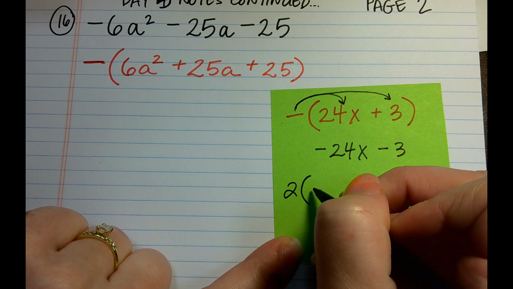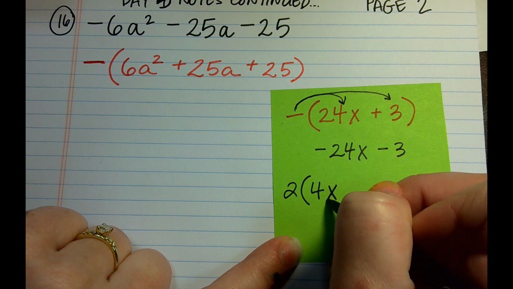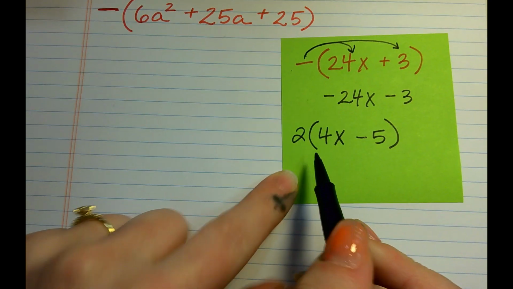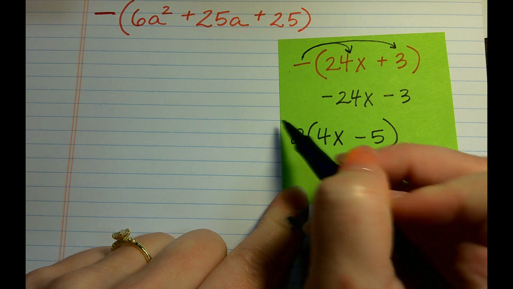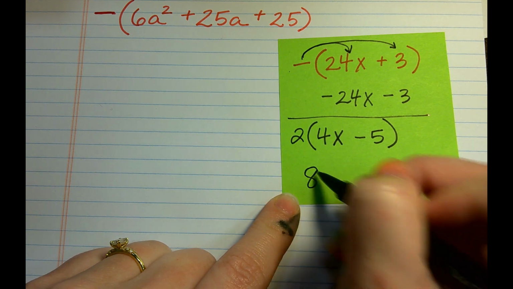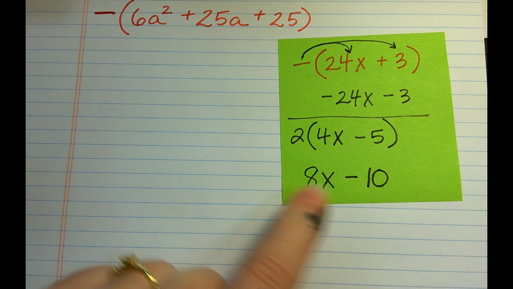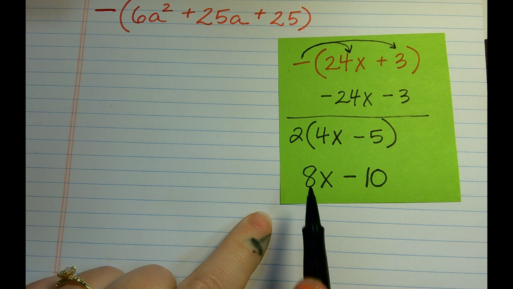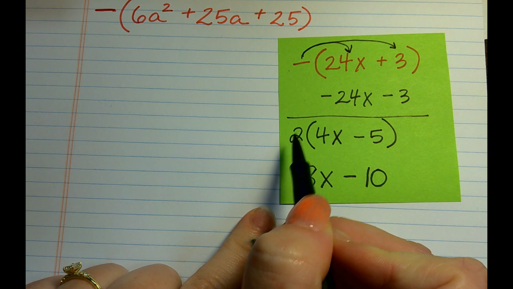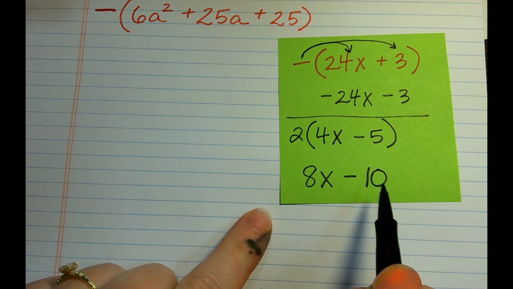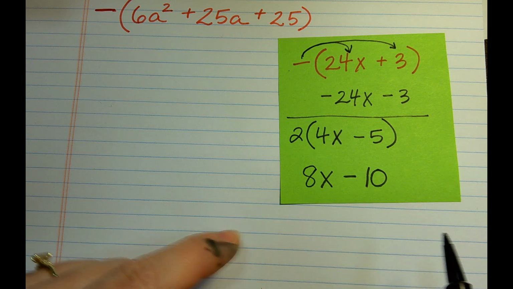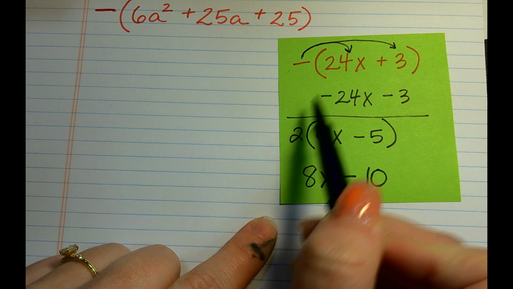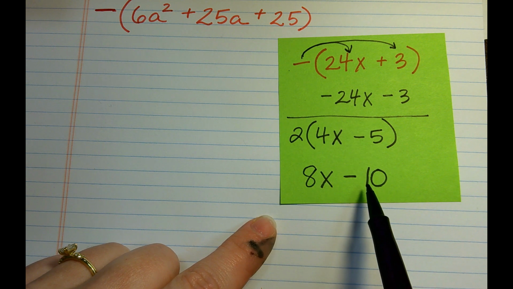2 on the outside of, let's say, 4x minus 5. Is it reasonable to say that this is the same as that? Yes, these are the same. How did we get from 2 times 4x minus 5 to 8x minus 10? How did we get there? We multiplied. Yeah, we distributed. 2 times 4x is 8x. 2 times negative 5 is negative 10.